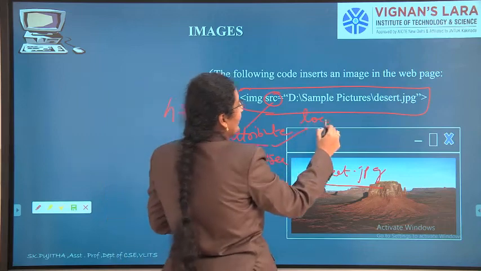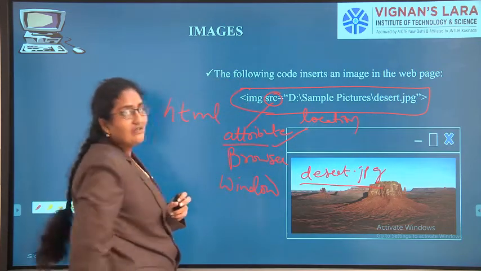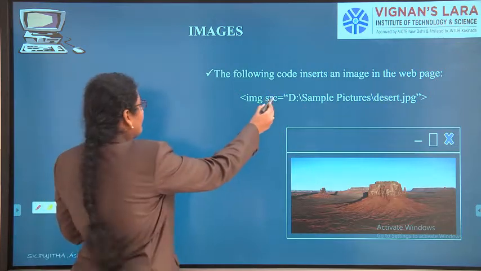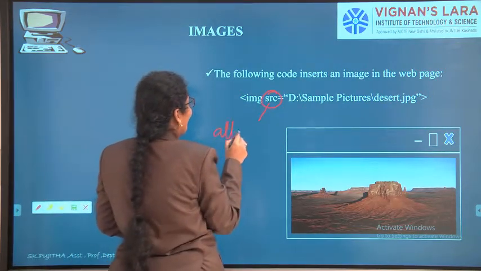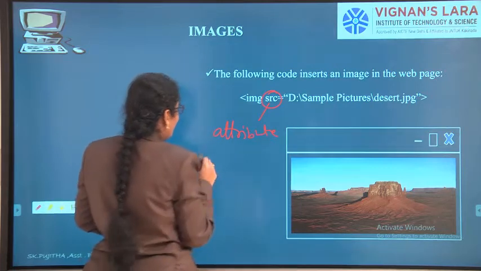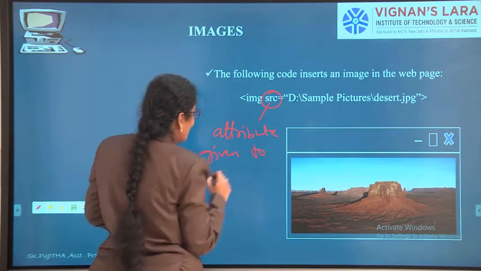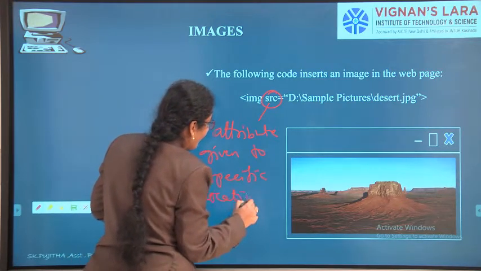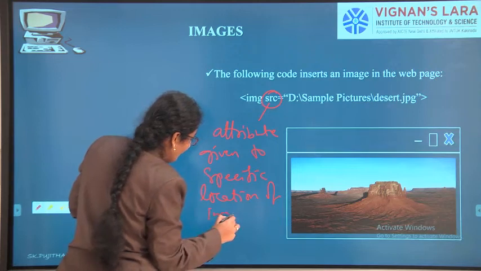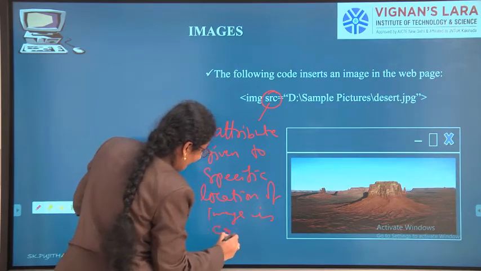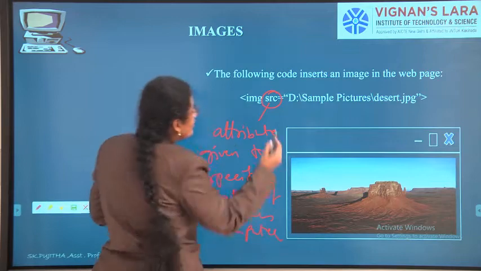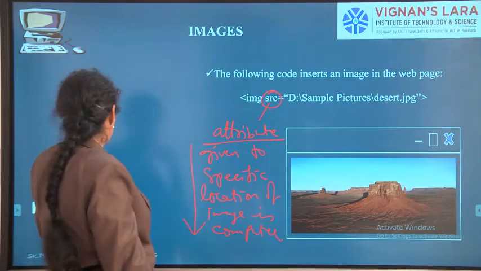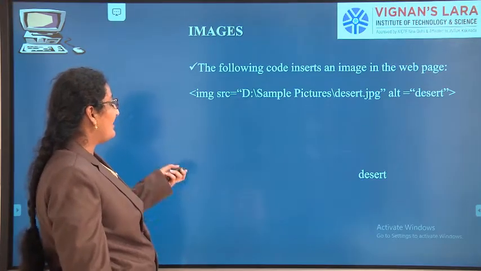Here we are giving the location. The src attribute is given for specifying the location of the image. Src is the attribute given to specify the location of the image in the computer. So see the next one.